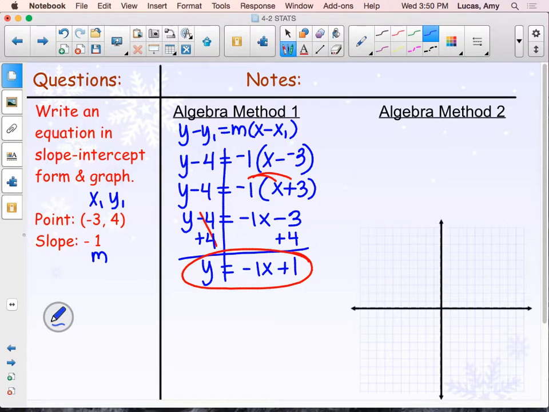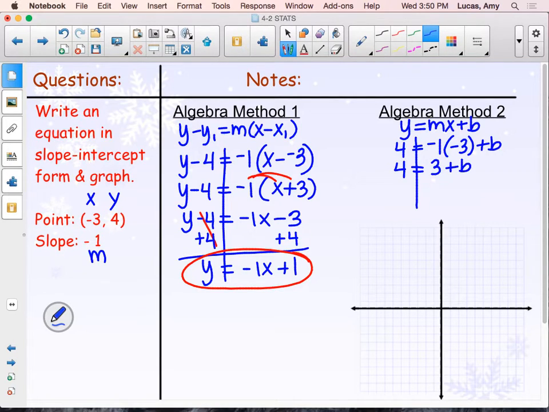The second algebra method, remember, uses slope-intercept form the entire time. So I'm using the point that is given for x and y, because any point that is on your line can be substituted as a solution to your equation, can be substituted for x and y. My slope is m. So 4 equals my slope times x plus b. -1 times -3 is +3, and then I have to get rid of that +3 by subtracting it. 4 minus 3 is 1.